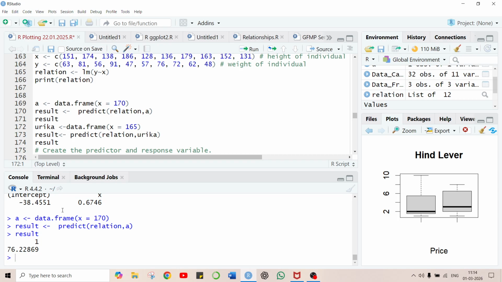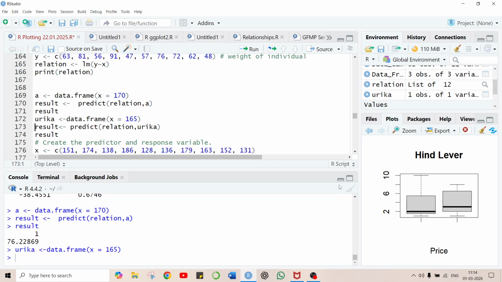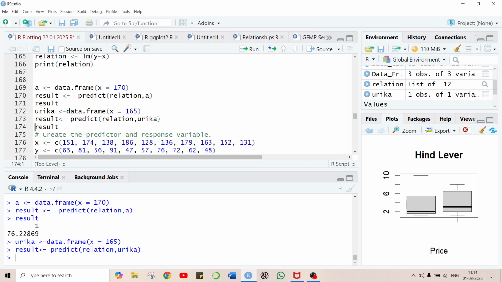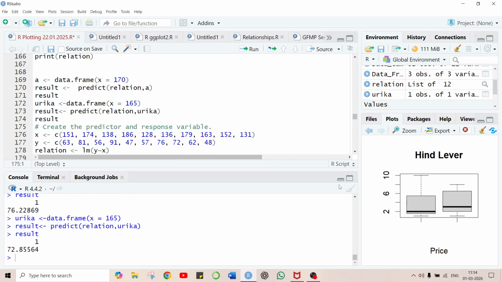Now, there is a girl by the name Eureka. Her height is 165 centimeters. Now let us check what her weight is. So X is 165 and the result is 72.8 kgs. So ideally, depending upon the data points, the weight should be like that. If you go to any hospital, you will have heights and weights, which they would have calculated by taking the average of several people.